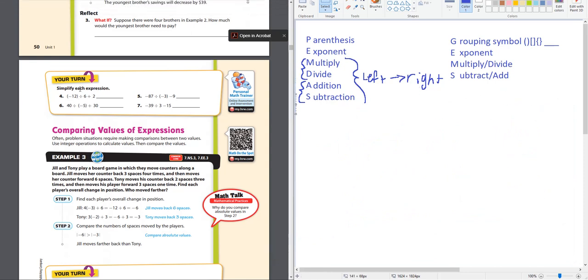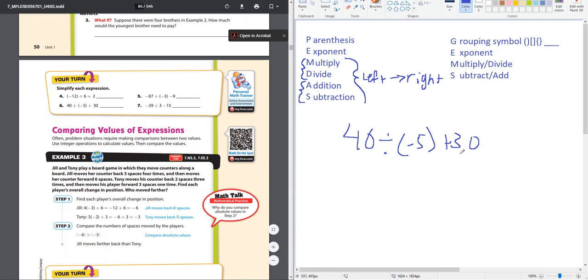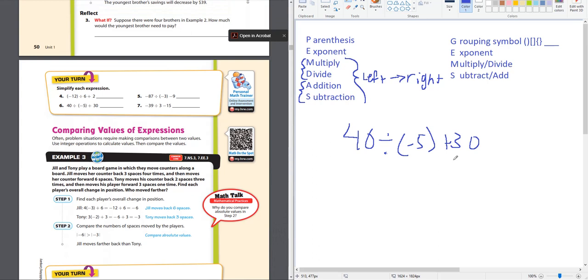Okay, number 6. So we have 40 divided by negative 5 plus 30. I'm not going to be talking about this in the next couple because we kind of got the idea already. But if you need me to go over it again, ask me in class, or you can rewind to the previous ones and see how it worked. So 40 divided by negative 5 is negative 8. Negative 8 plus 30.